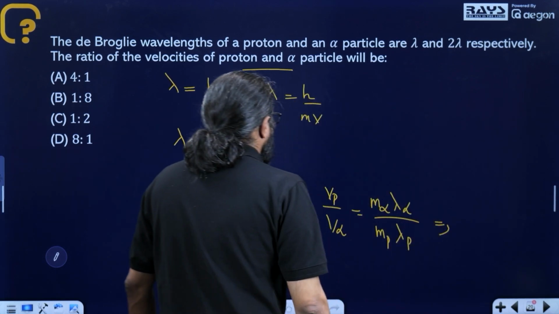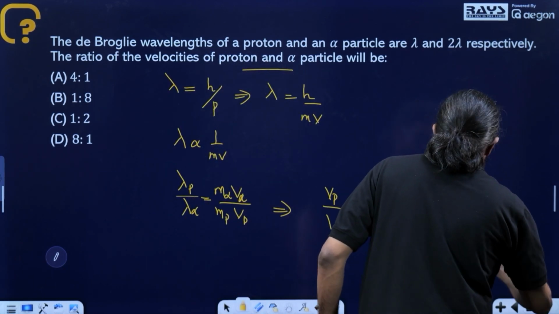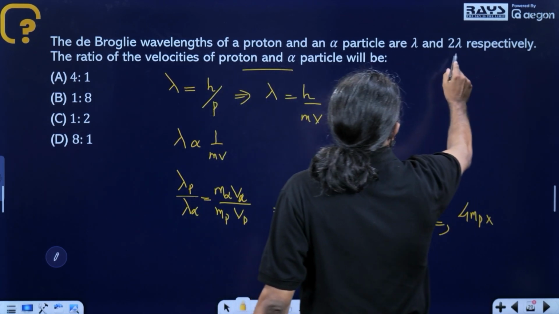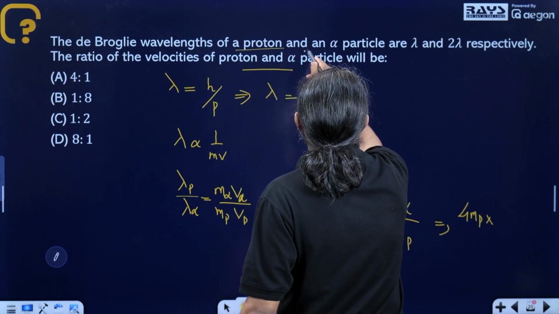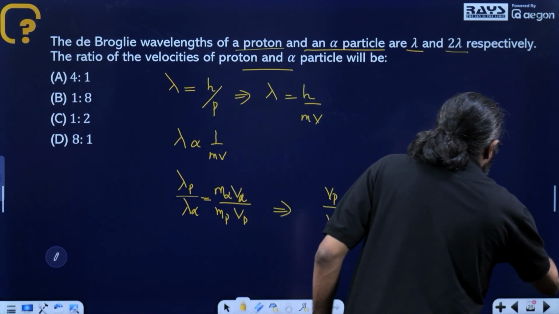All right. Now, m alpha is 4 times mp. So I have 4 times mass of proton into lambda of the alpha particle. Lambda of proton and alpha particle are lambda and 2 lambda. So lambda of the alpha particle is 2 lambda here.